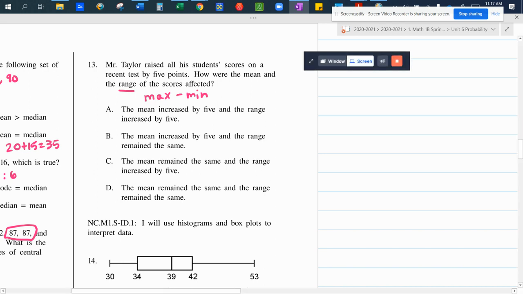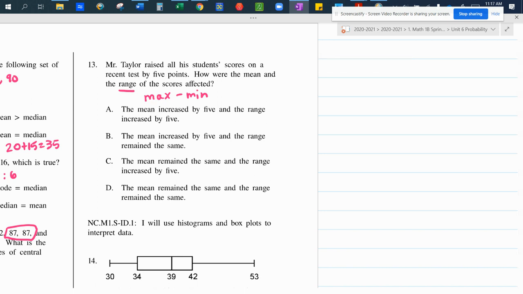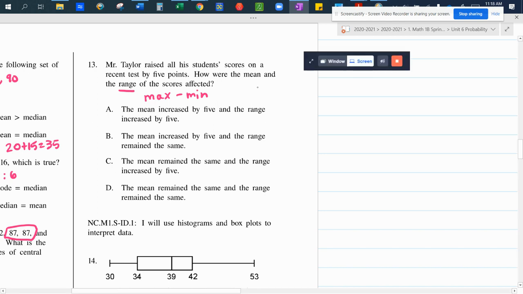Why is the range not going to change? Because even though they're increased by 5, they were both increased by 5. So that difference hasn't changed. Does that make sense? So, like, let's say my lowest score was a 60 and my highest score was a 90. If I add 5, 65 to 95, that's still the same distance, right? So our range is not going to increase.